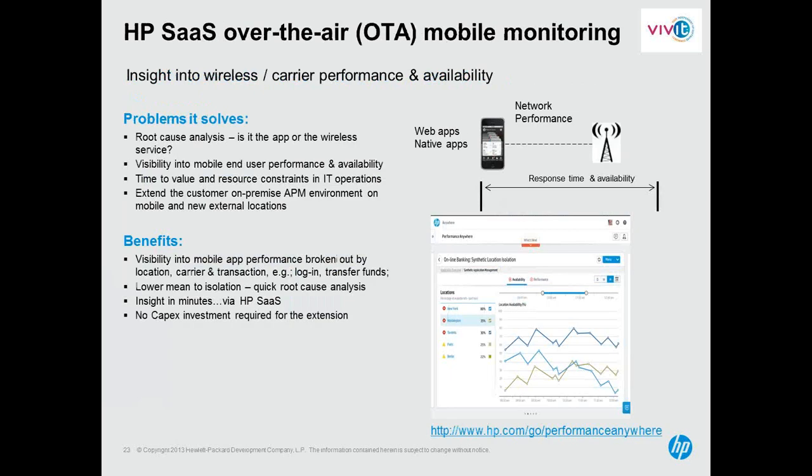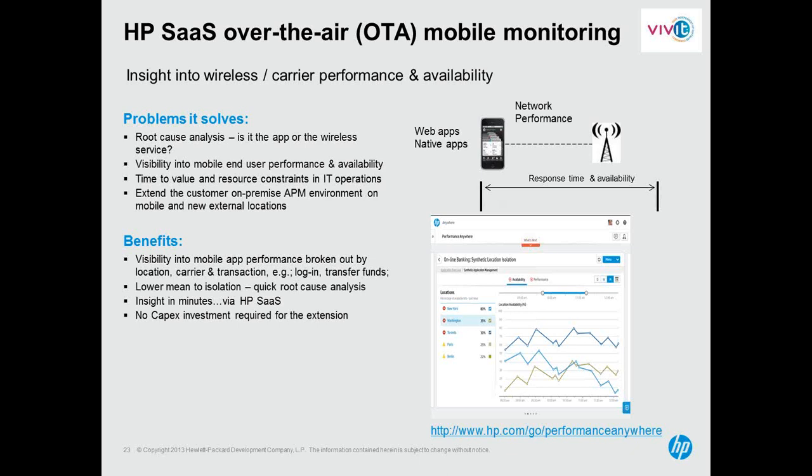Our ability to offer SaaS over the web and carriers gives us the ability to understand whether it's the application or the wireless network in between which is causing the problem.